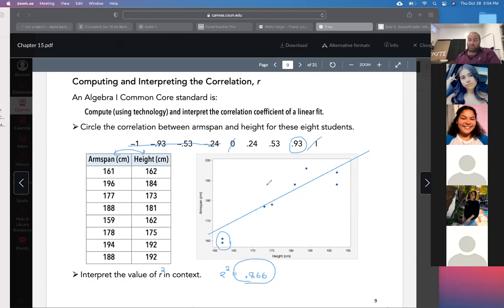The R-squared value tells you the percentage of the variation in the Y values that can be explained because of variation in the X values. The other explanations, that's all lumped into the remaining 13.4%. That is the physical interpretation of R squared. Does that make sense?